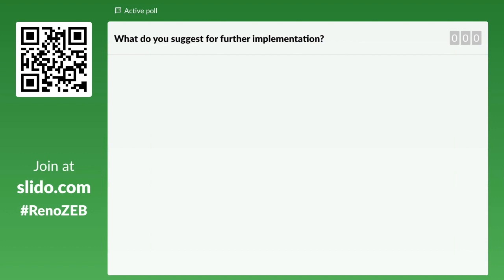Okay, here you have an idea of the RenoZEB solution. Do you think something is missing? Do you suggest some further implementation about finishings or technologies to be included in further steps?